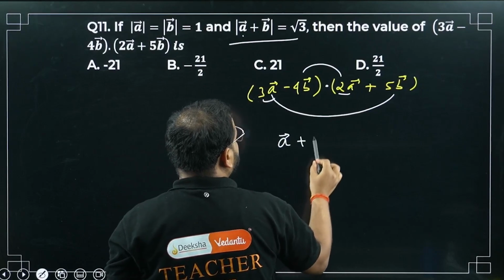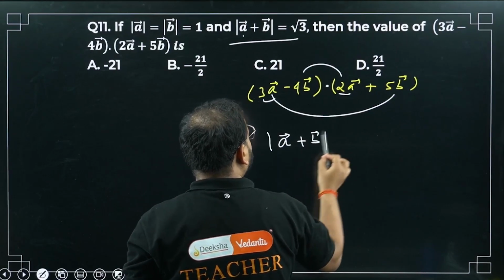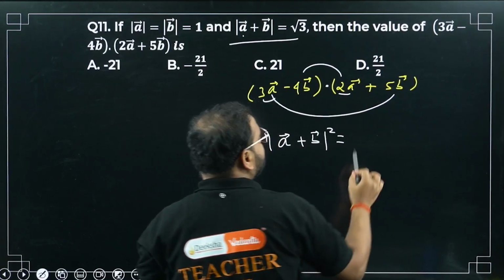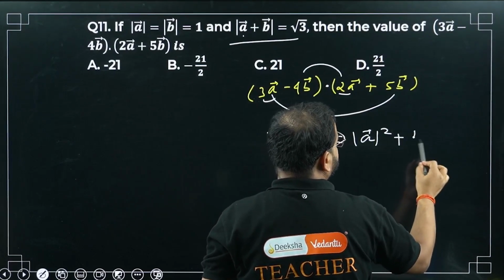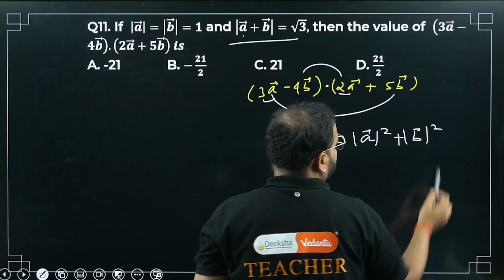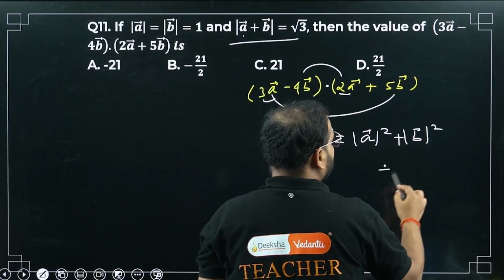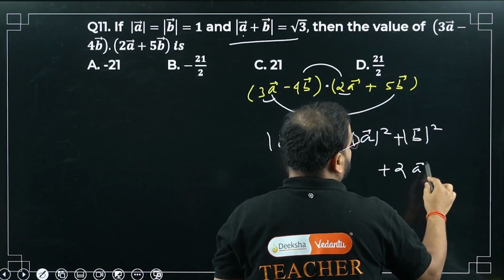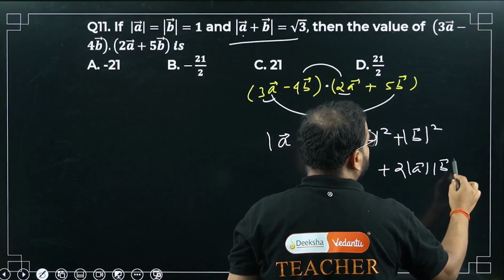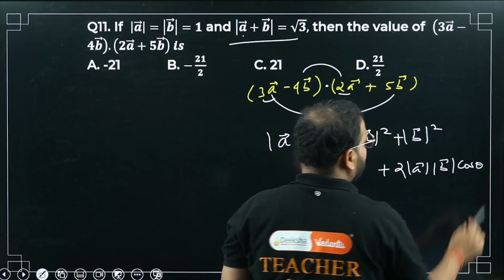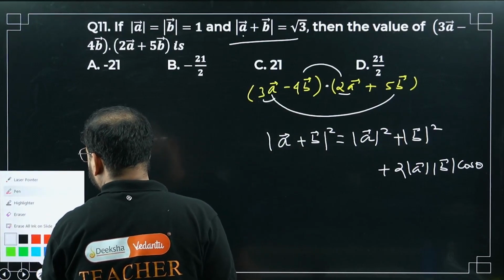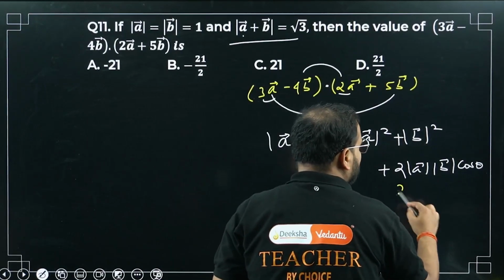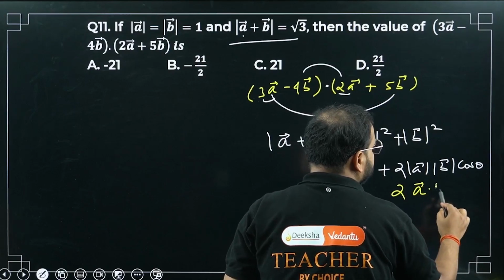Vector A plus vector B, the whole square, is going to be A square plus B square. And we write it as 2 times AB cos theta. But I can choose to not write that form. Instead of this, I can write 2 times A dot B.